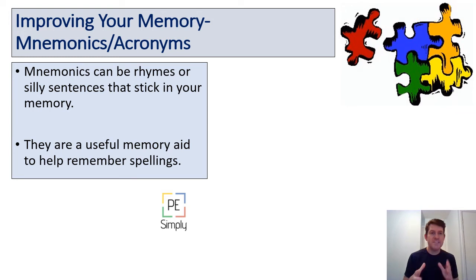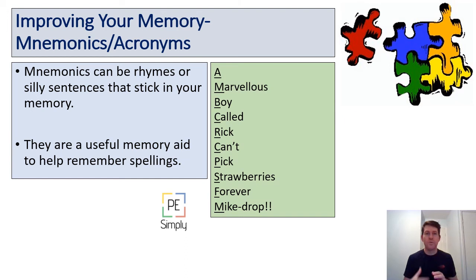Okay, so let's start relating some of this to PE, and specifically when we're looking at improving our memory using mnemonics and acronyms to help us. Mnemonics are like rhymes or silly sentences that we might stick into our memory that helps us chunk some of that information. It helps us remember things like spellings, but also little grouped words within topics. So here's one for you: A marvelous boy called Rick can't pick strawberries forever.